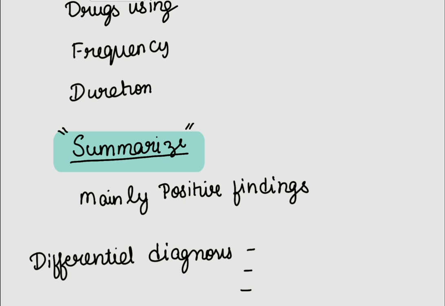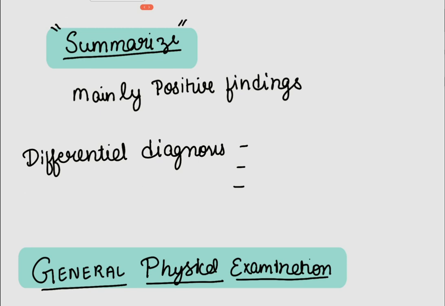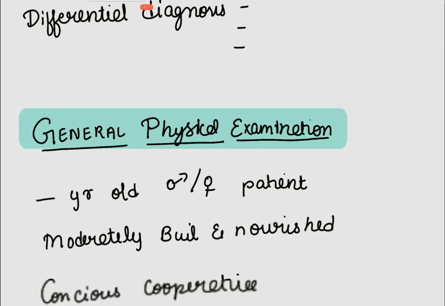After you have taken a brief history, summarize what all you have found. Make sure you have mentioned the majority of the positive findings. Then try to put a differential diagnosis.